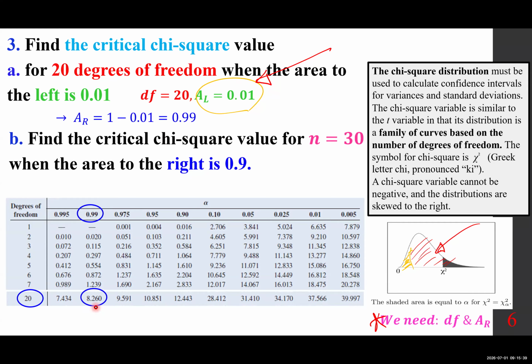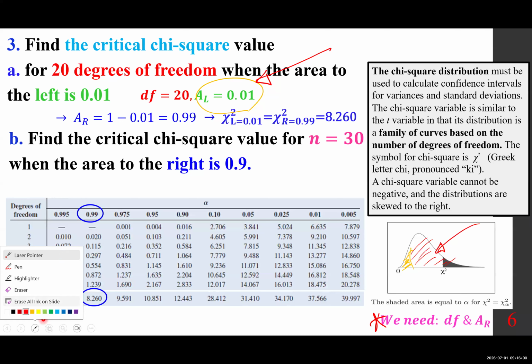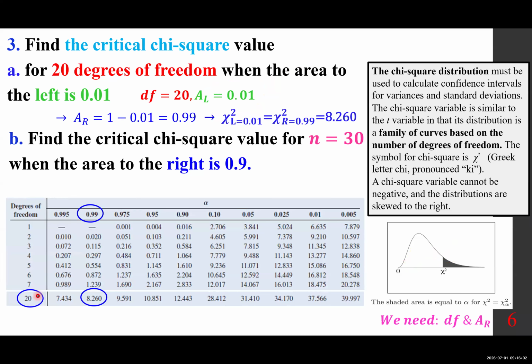8.260. So we write chi-squared of the left side being 0.01 is the same as chi-squared of the right side being 0.9. And this is referring to the area. And the answer is 8.260. Bear in mind, all values are positive. It starts from 0 and it goes to infinity. Let me erase my one. So again, this is about reading the chi-squared table.